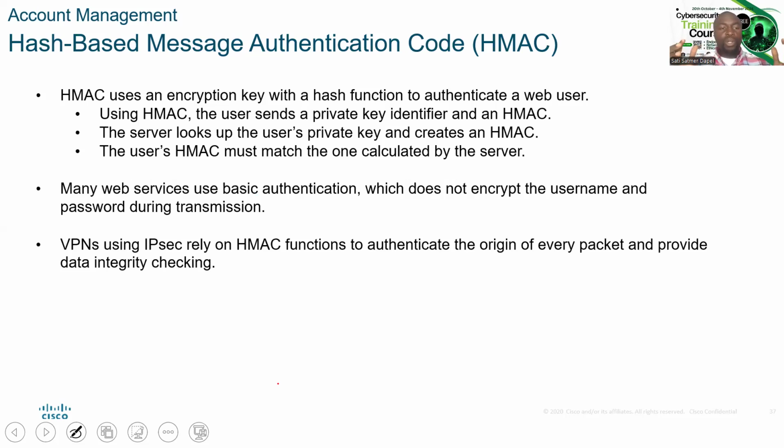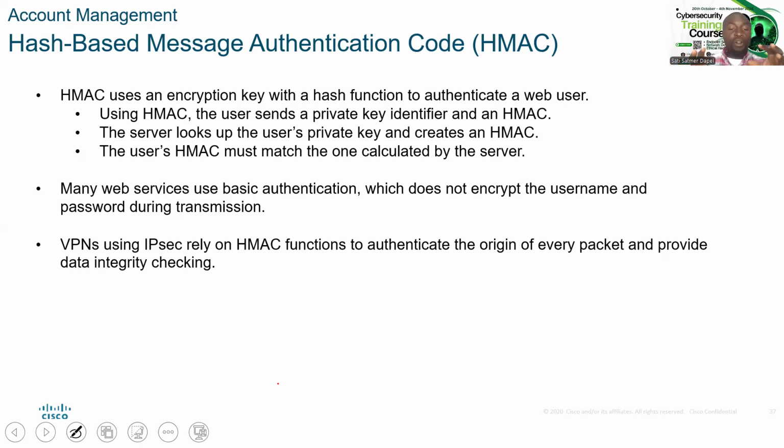All right. So we have what we call HMAC, the hash-based message authentication code. The keyword there is hash. Hashing means encrypting. All right. You have a particular value, and then you change the way it looks, right? So HMAC uses an encryption key with a hash function to authenticate a web user. So using HMAC, the user sends a private key identifier and an HMAC. The server looks up the user's private key and creates an HMAC.